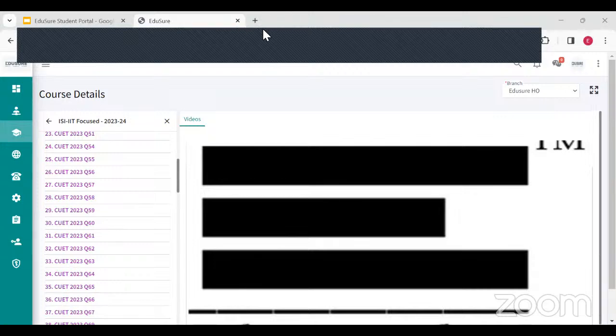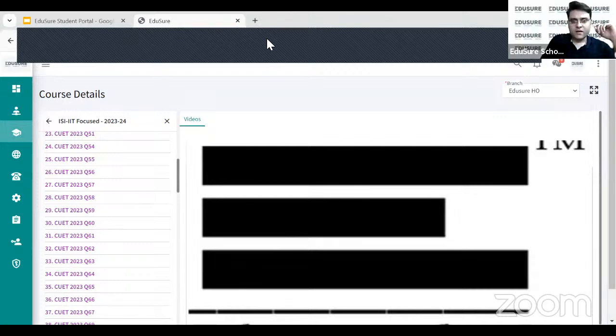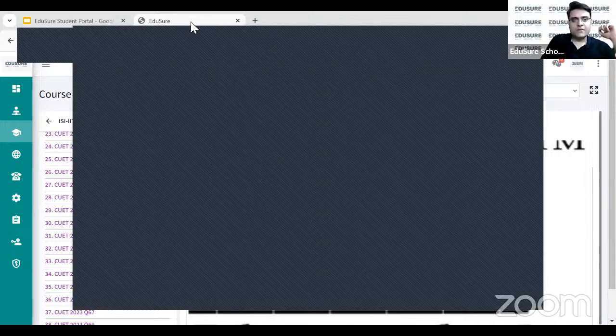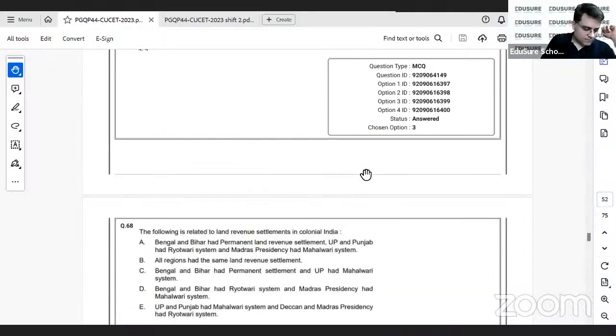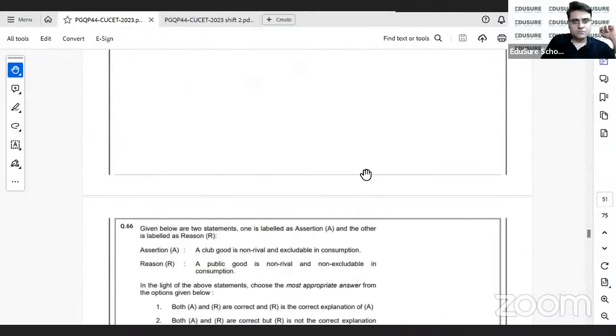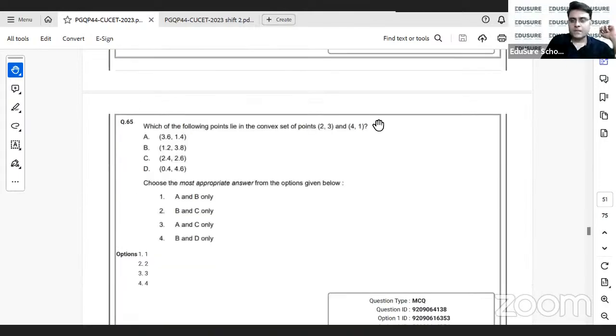Question number 65 was that, although there's a small correction in 65, you can basically do the question in a more easier fashion. Let me show that to you as well. That will really help you. CUET 2023 shift 1 question number 65. Okay, so let's take a look at 65. Which of the following points lie in the convex set of points 2, 3, and 4, 1? So basically, if I were to draw this, it would look like this.